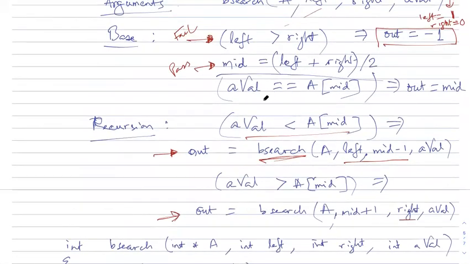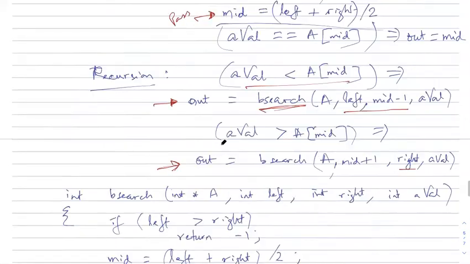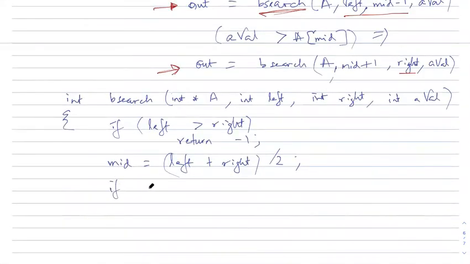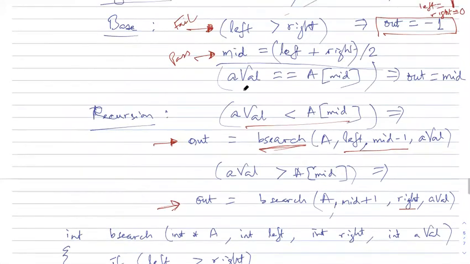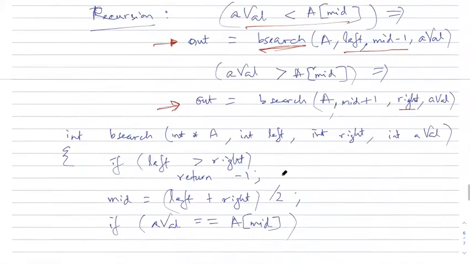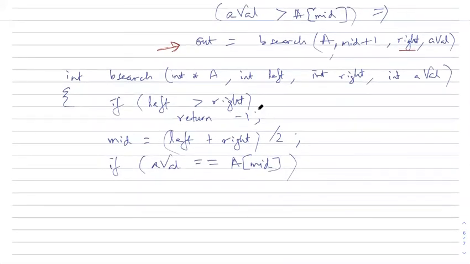What is that? We are looking for a match, right? So if a val is equal to a of mid, so this is the second base condition, then I know that I found it. Let's put the braces, it makes it easier to read. So this is the found case.